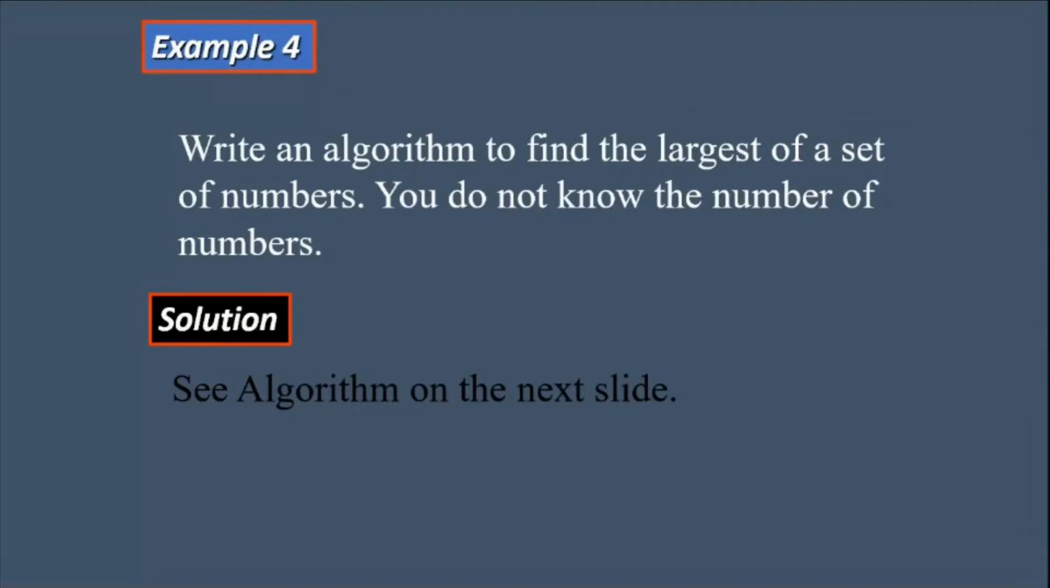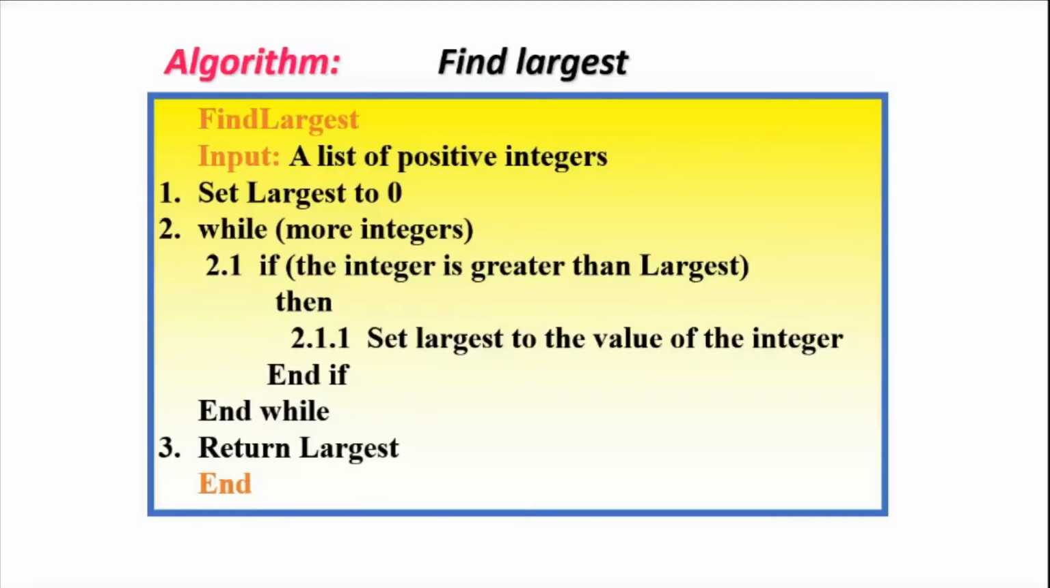Now, the next algorithm is to write an algorithm to find the largest of a set of numbers. You do not know the number of numbers. That we have already seen in the case of 5 numbers. If we set n to 5, what we do, we have seen. That was the simplest form of the algorithm. But if you want to include a better algorithm, in the sense that it is much closer to the pseudocode.